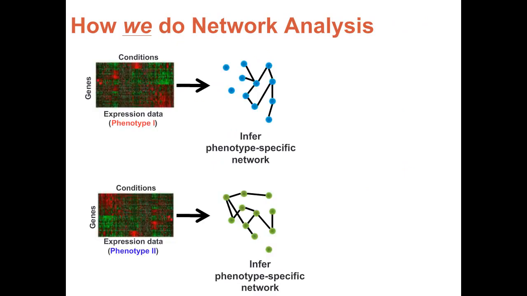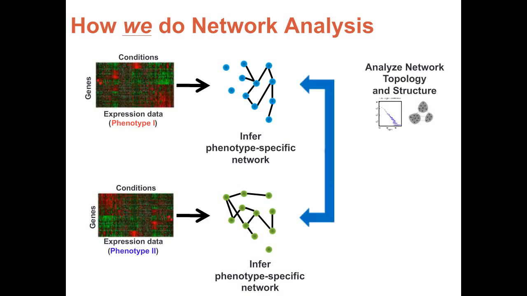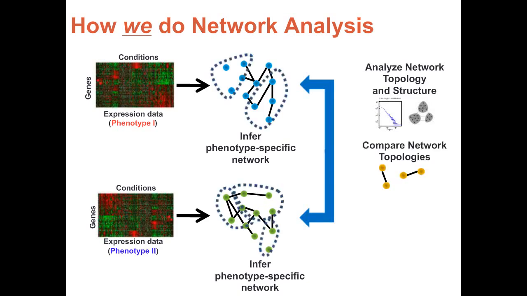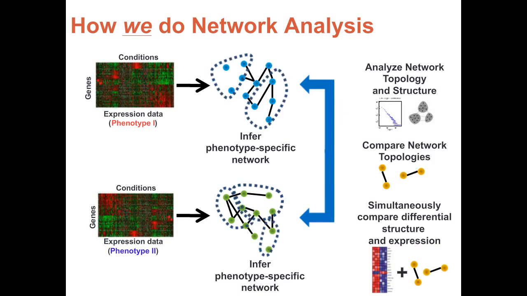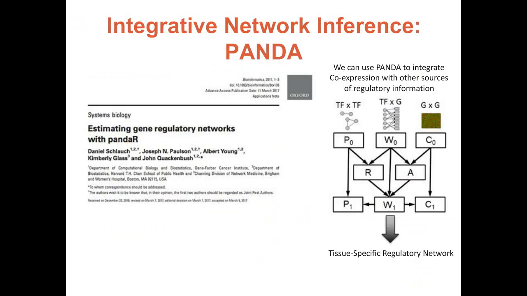So the way that we do network analysis and that we recommend is you do your statistics separately on the two different phenotypes when you infer your networks. So you infer a phenotype-specific network. And from each of those networks, you analyze the network topology and structure. You compare the network topologies, and you simultaneously can compare the differential structure and expression. And this can give a more phenotype-specific network and one that you can make more sense of, hopefully.